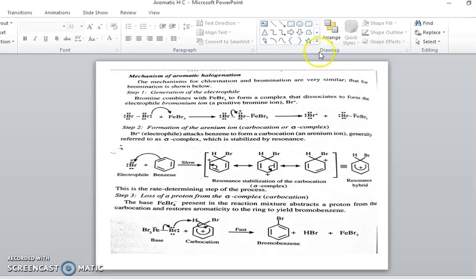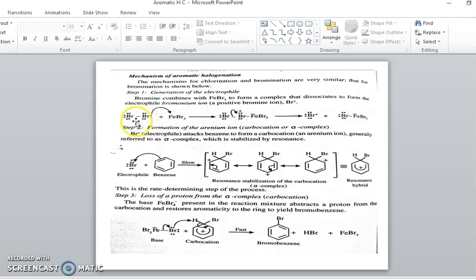See, the reaction is quite simple. It's a generalized format. The first step is the generation of the electrophile. Remember, the electrophile here is Br plus, the bromonium ion. See how the electrophile is generated.